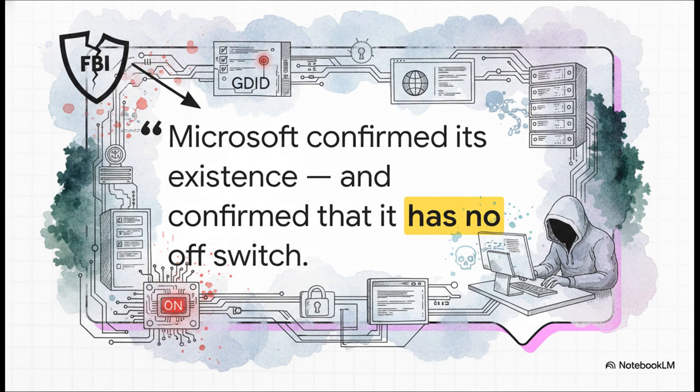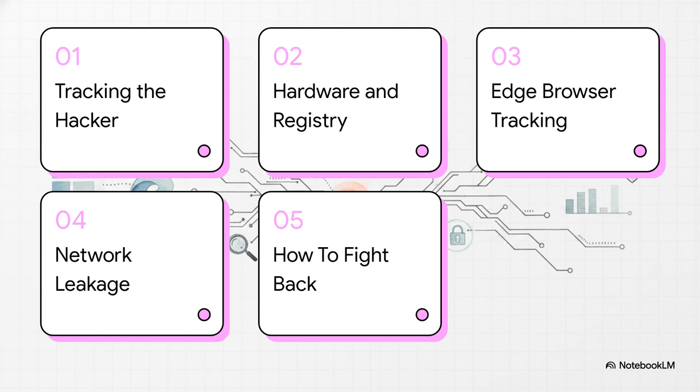Now, this individual was doing everything completely by the book, using VPNs, proxy servers, literally routing traffic through 3 different countries just to hide their IP address. But it didn't matter. They were tracked down anyway, using this hidden Windows identifier called the Global Device ID, or GDID. And the real kicker, Microsoft later confirmed that this tracking mechanism has absolutely no off switch, no way to disable it. So here's how we're going to break this all down today.